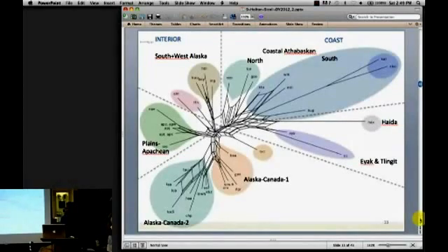One of the things we'd like to do with this data set is actually expand it beyond Athabascan and bring in Eskimo-Aleut and then the adjacent languages along the Pacific Northwest. So then we could really expand the modeling and look at other areal relations.